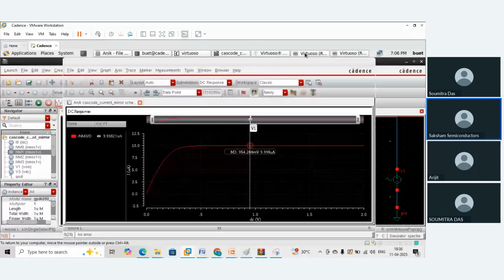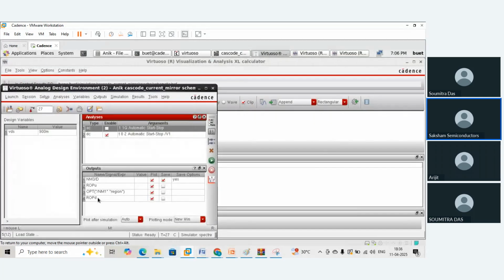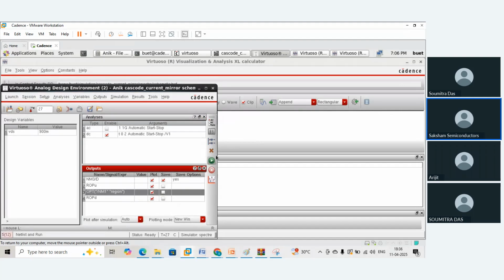Now, if you observe, here ROP up and ROP down. So I'll just delete this one. So this would look nice. Now let us try to run this.